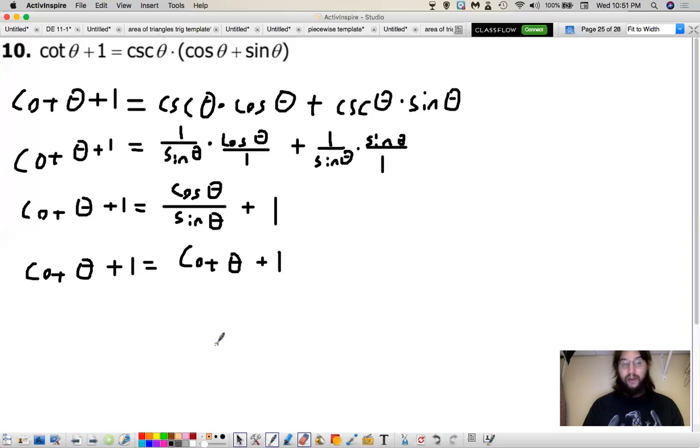Might help if I write the whole side down. And we're done. Okay, not too terrible.